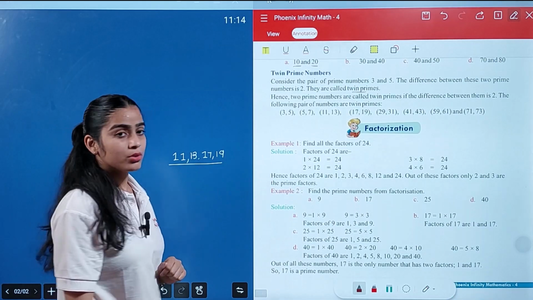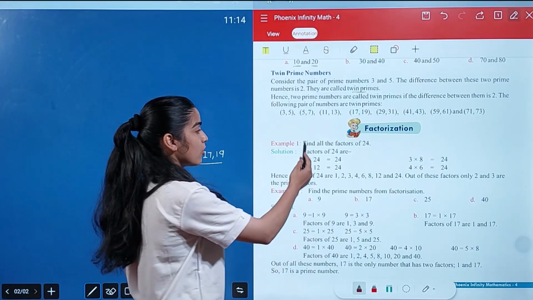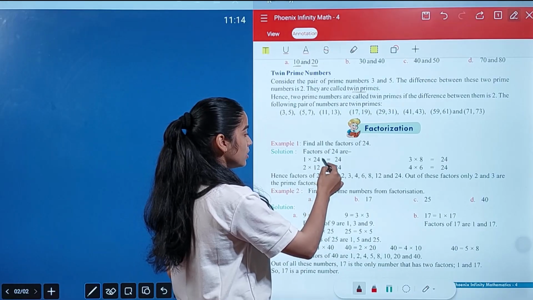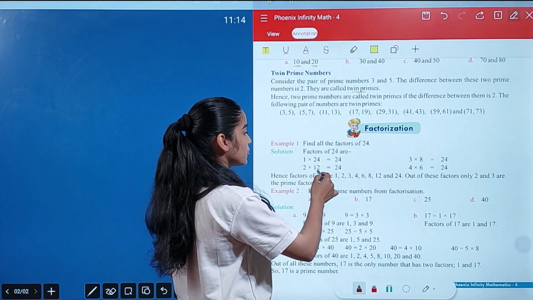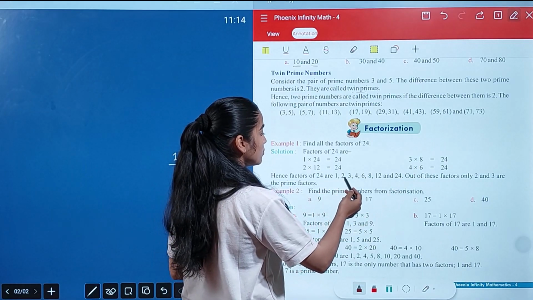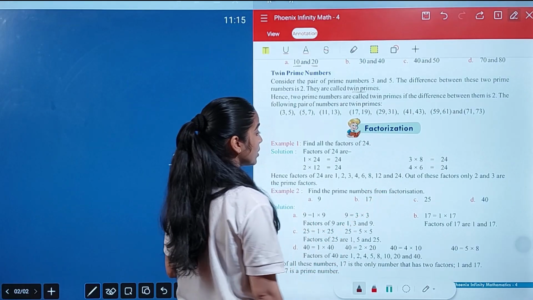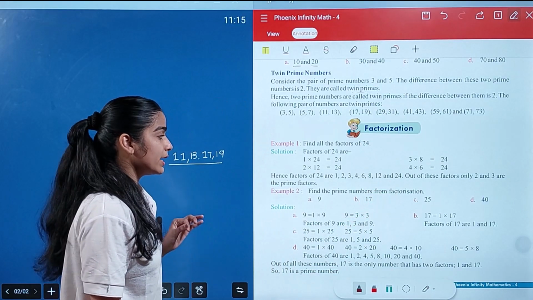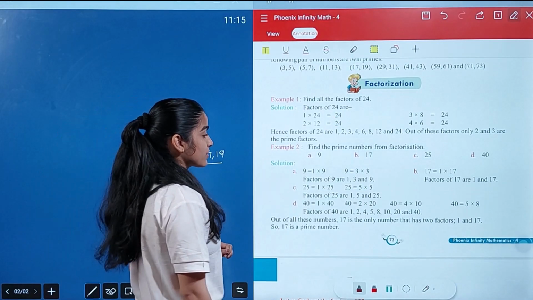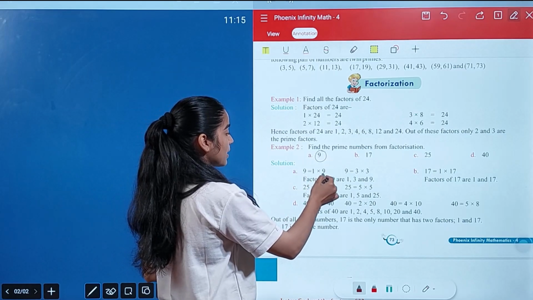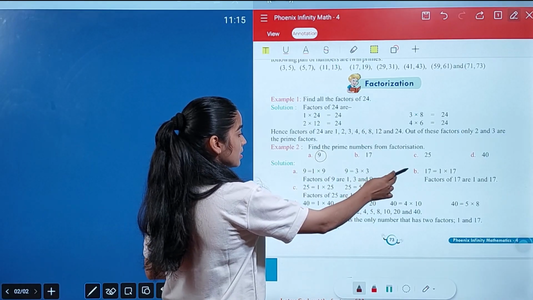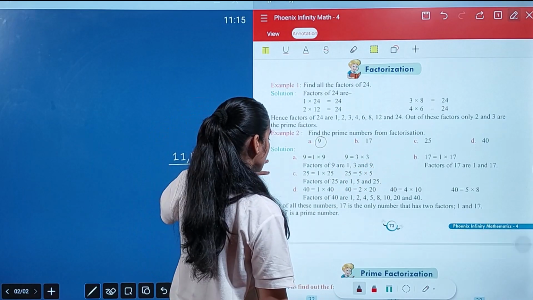Now we are going to learn about factorization. Find all the factors of 24. How do we find the factors of 24? 1 multiplied by 24, 2 multiplied by 12, 3 multiplied by 8, 4 multiplied by 6. So the factors of 24 are 1, 2, 3, 4, 6, 8, 12 and 24. Out of these factors, only 2 and 3 are the prime factors. Find the prime numbers from the factorization. For 9, we have 1 multiplied by 9, 3 multiplied by 3. For 17, 1 multiplied by 17. In the same way you can find the rest.